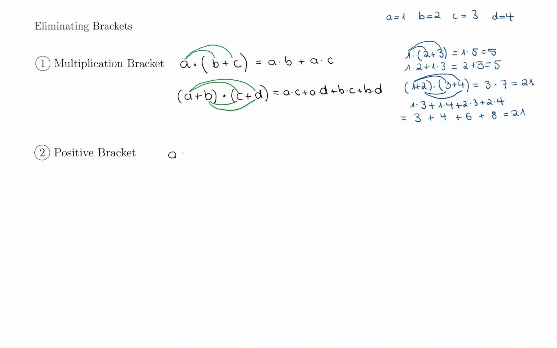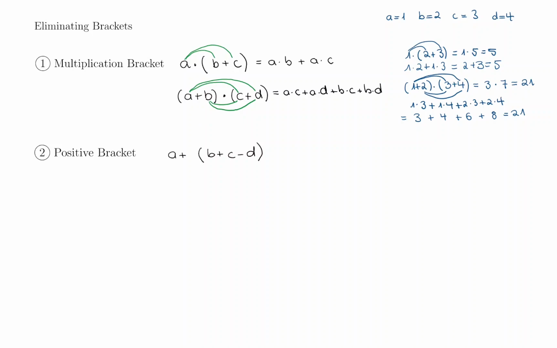A plus, and then we have our bracket B plus C minus D. So in contrast to the multiplication bracket, where we had this multiplication sign directly in front of the bracket, we now have a plus sign directly in front of the bracket. And this can be viewed as a special case of the multiplication bracket. So what do I mean by that?